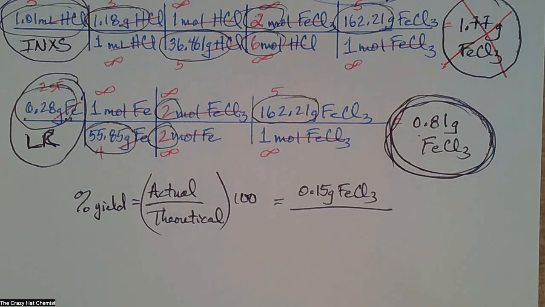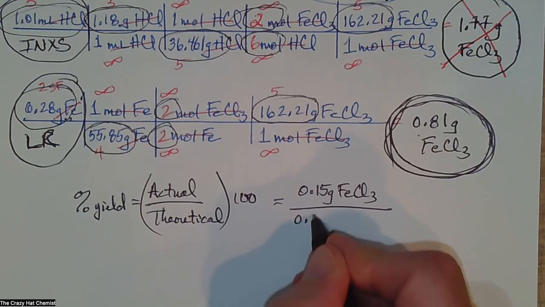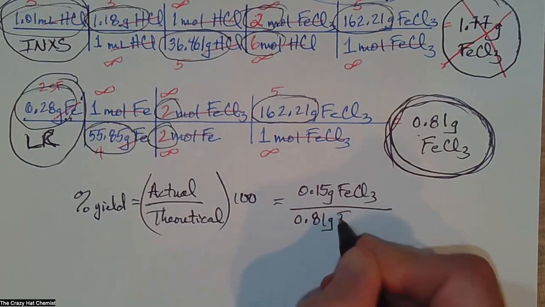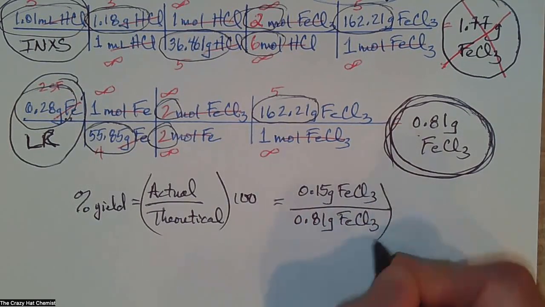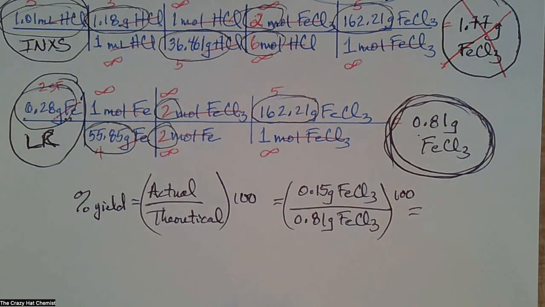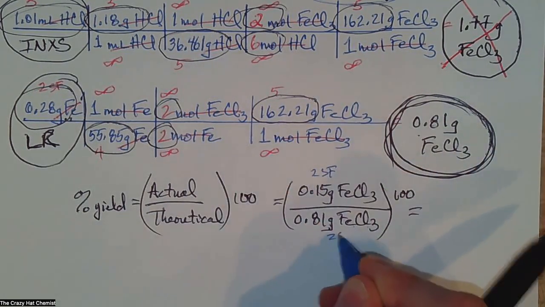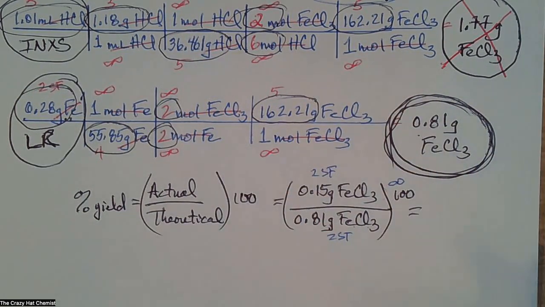How much is the theoretical? That is this value here that's circled. That's 0.81 grams of FeCl3. I'm going to multiply this by 100. You should see here that I have the same units of grams, same formula of ferric chloride. This has two significant figures, this has two significant figures, and this 100 is infinite.